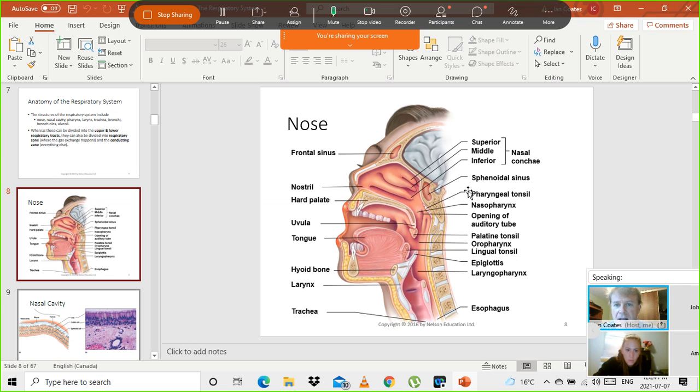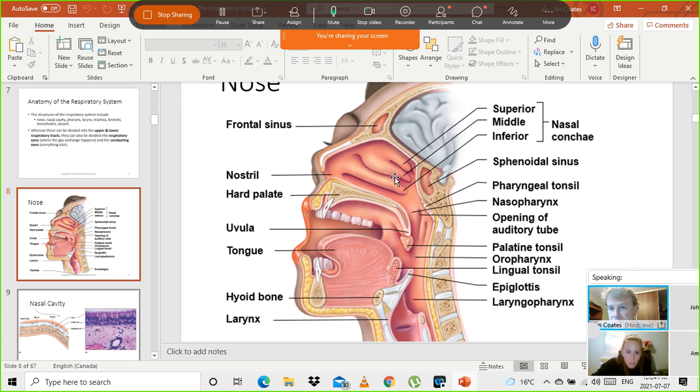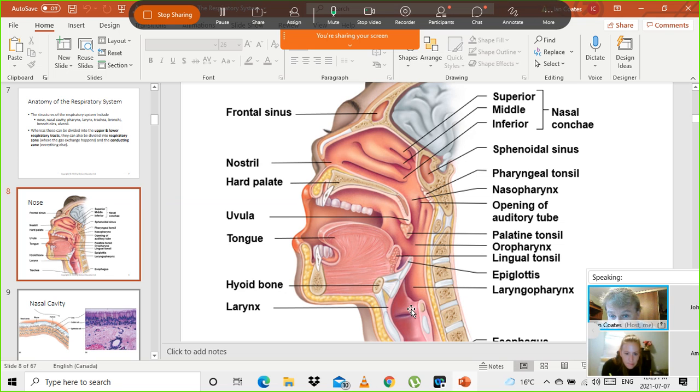And love it. What do we got here? I'm just going to zoom in. Here's your nasal conchae. You see your nasopharynx. You've got an oropharynx and a laryngopharynx. So you've got three pharynx regions: naso, oral, and laryngo, however you want to say it. It's not an English course, all right? And then we have the larynx, which is right down here. You'll see here, you'll have the trachea and the esophagus.